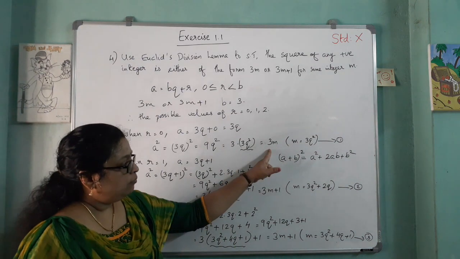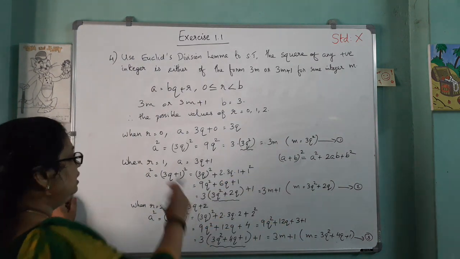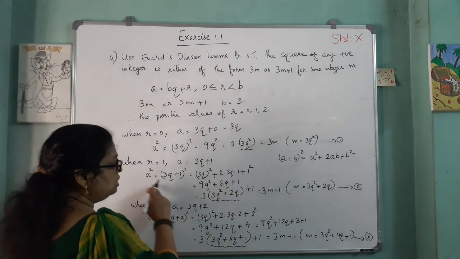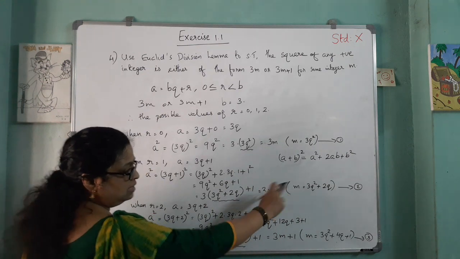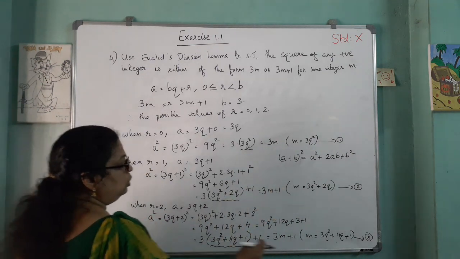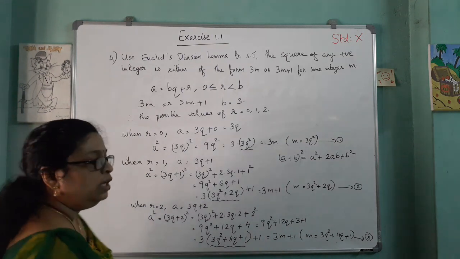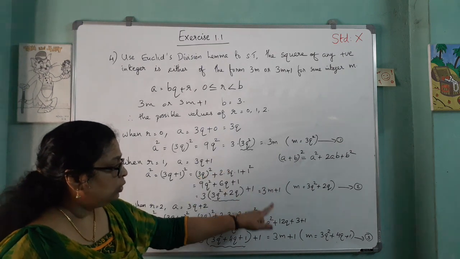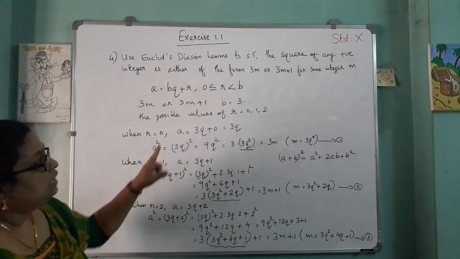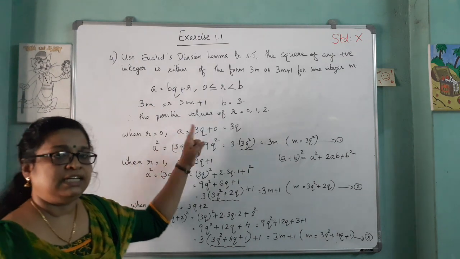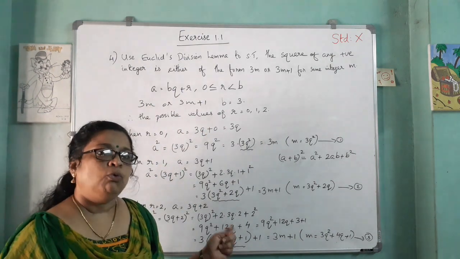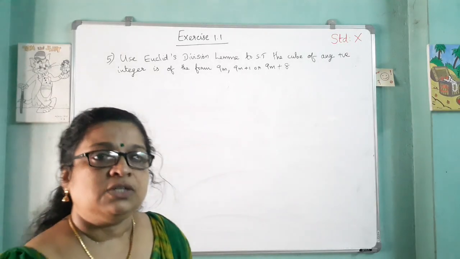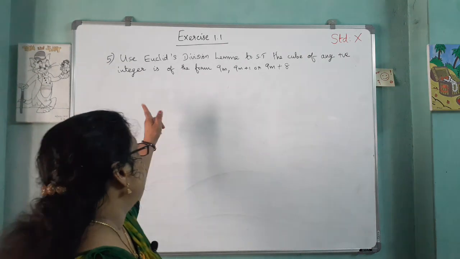So from 1, 2, 3 we can conclude what? That a square is equal to 3m, m is some integer; a square is equal to 3m plus 1, m is some integer. This is of the form 3m or 3m plus 1. So we can write that the square of any positive integer is of the form 3m or 3m plus 1 for some integer m. Clear?